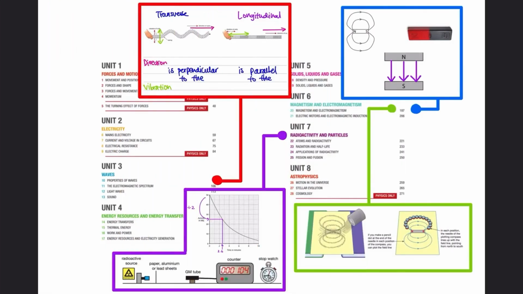So in this video, we talked about the red box, transverse and longitudinal waves. Know the definition and know the examples of each of them. Definition of a transverse wave is that direction is perpendicular to the vibration. An example would be light. Longitudinal waves, the direction is parallel to the vibration. An example will be sound. Light and sound.